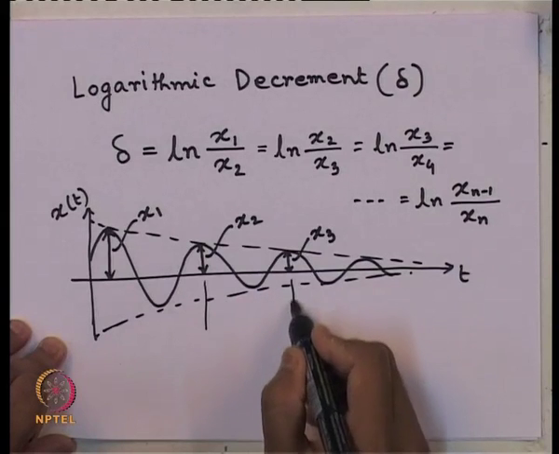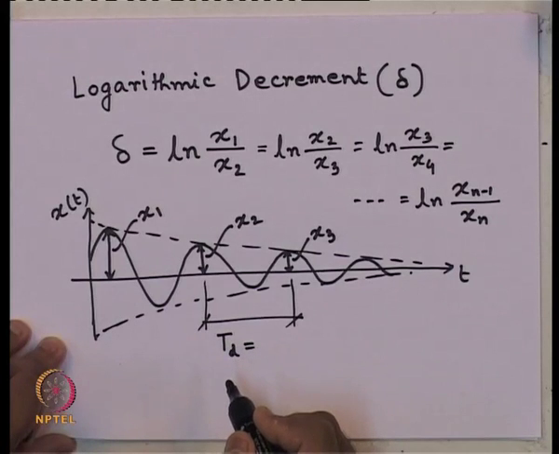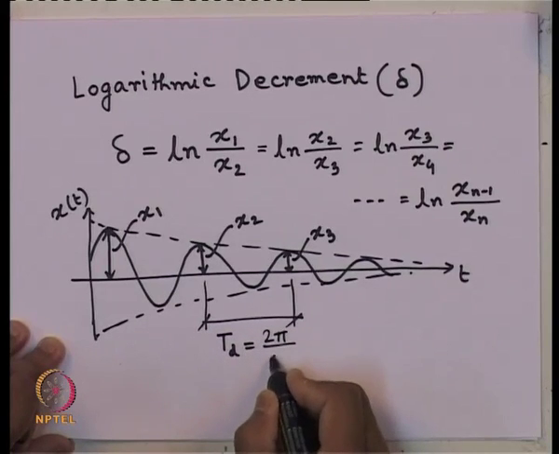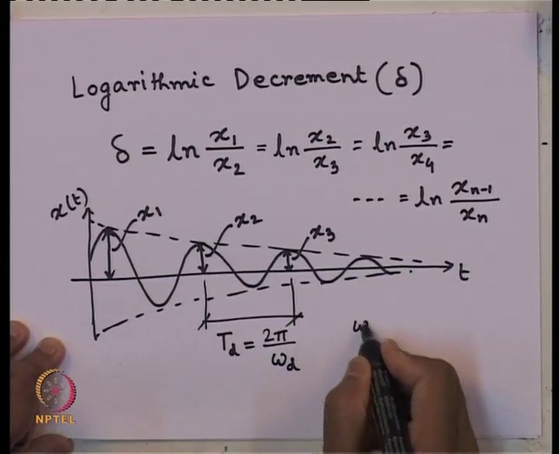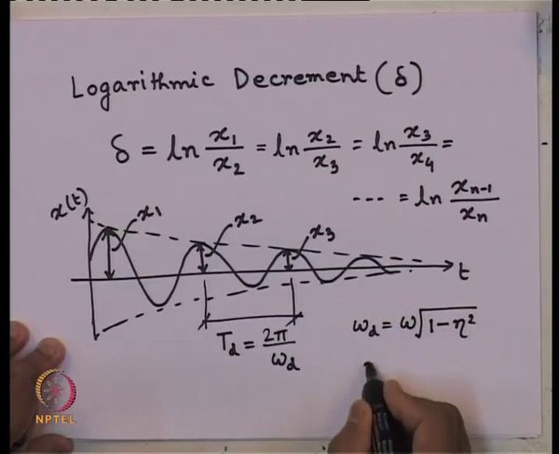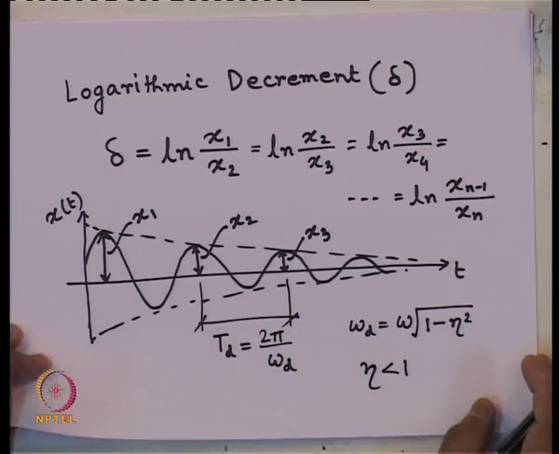And how much is this time period? That is nothing but the damped period. Underdamped period means damped period, as I have already mentioned in the previous lecture. This is 2 pi by omega d, where omega d equals omega root over 1 minus eta square, because this occurs only for eta less than 1 case, that is the underdamped condition. Now, if we want to simplify and find out the expression for delta in terms of other parameters, let us do that.